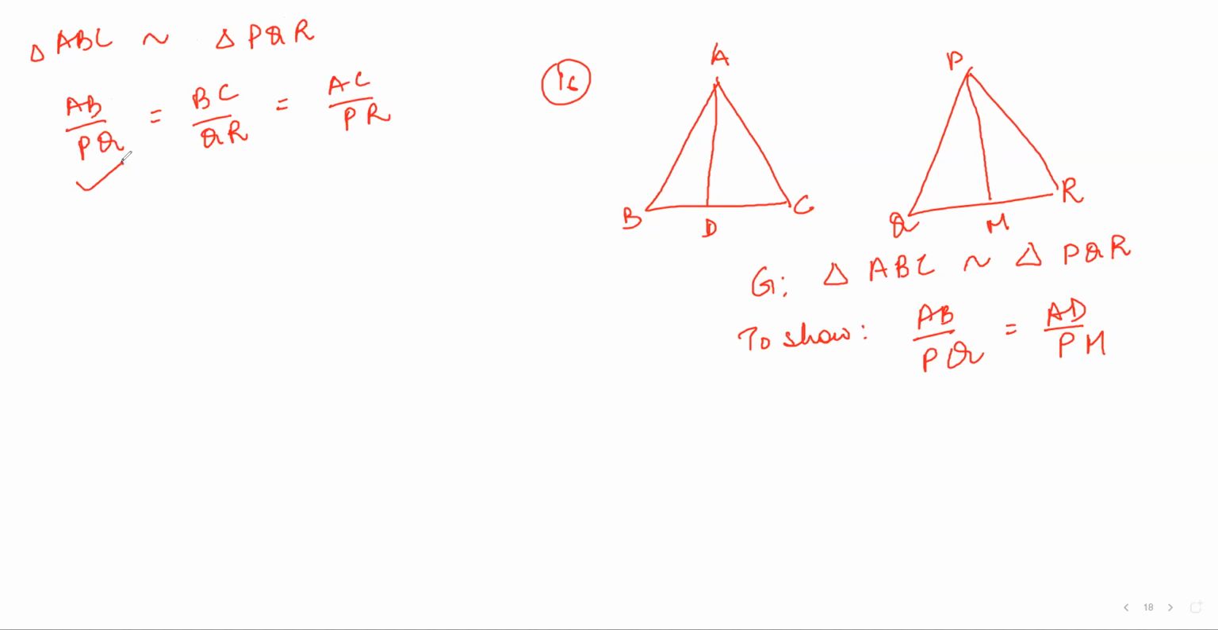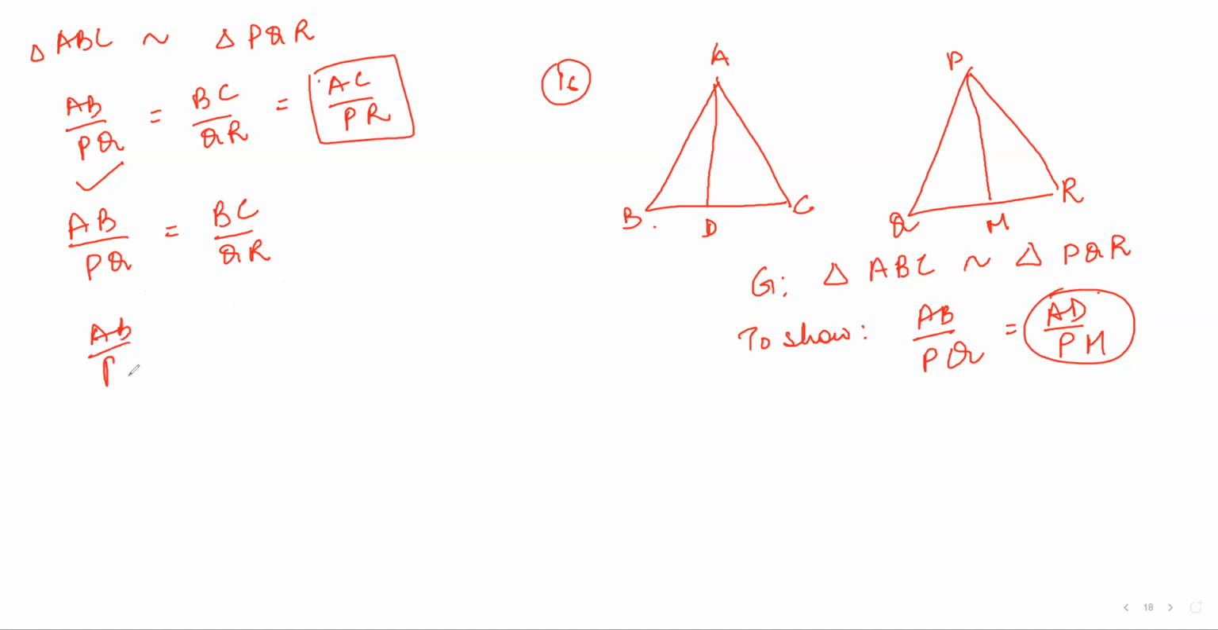Now, BC and BD, there's a relation between this term and this term. So I'll just ignore this term and take the first two. So AB by PQ is equal to BC by QR, right? Now, because it is given that D is the median, so I can write AB by PQ is equal to half of BC divided by half of QR. Now half of BC will become BD. So AB by PQ will become BD by QM, right?